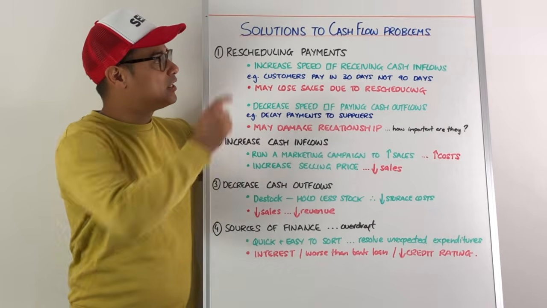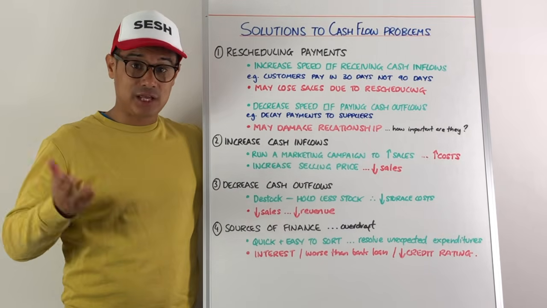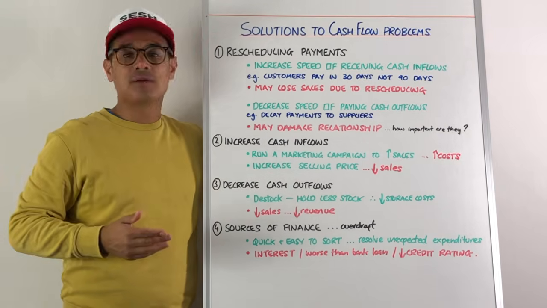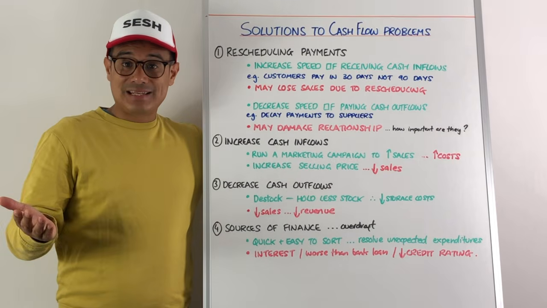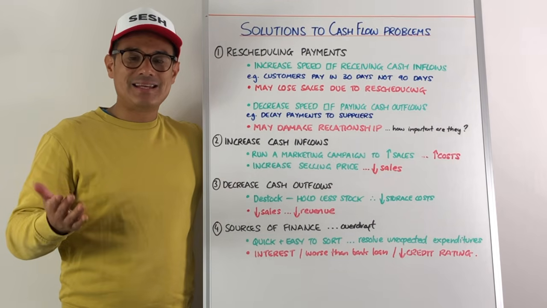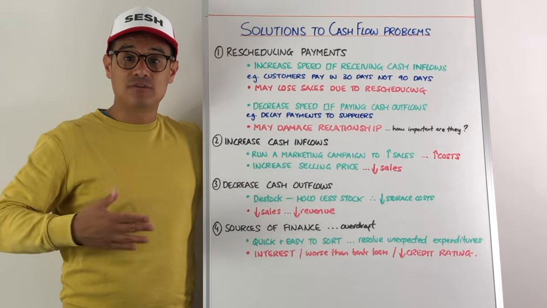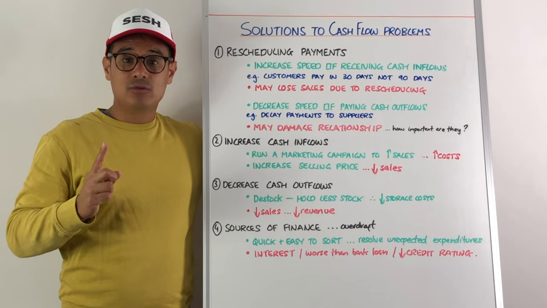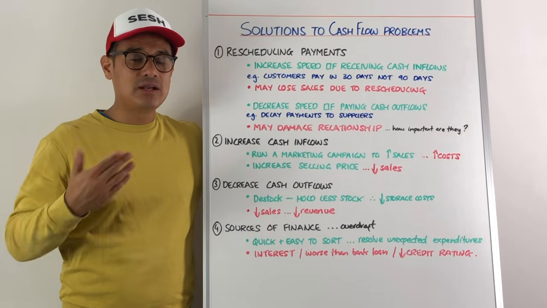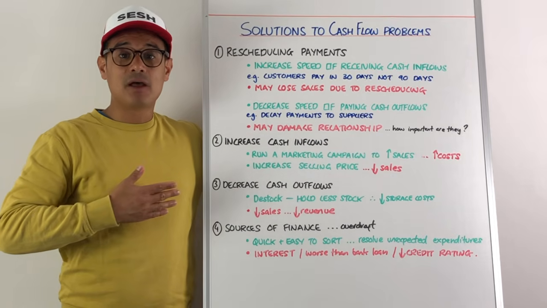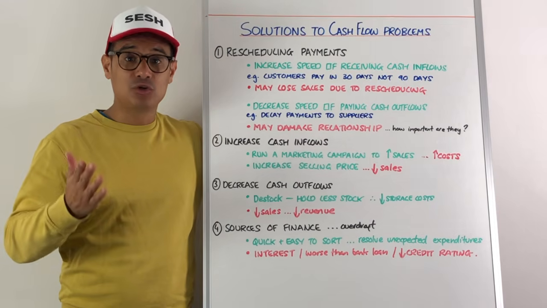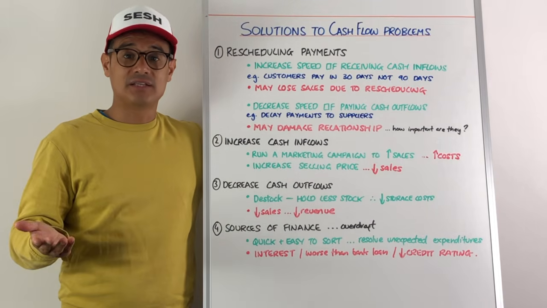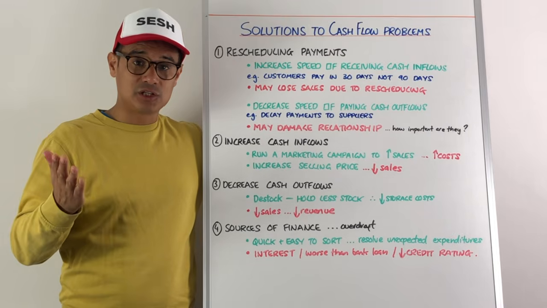The first way is that you can increase the speed of receiving cash inflows. For example, customers may have paid previously in 90 days, but you request they now pay in 30 days. That's if you give some form of credit to your customers. But if you do that, and you say you've got to pay now in 30 days, you may lose sales because some of those customers may have been your customers because you offered that flexibility of 90 days. So that's the first half of rescheduling payments.